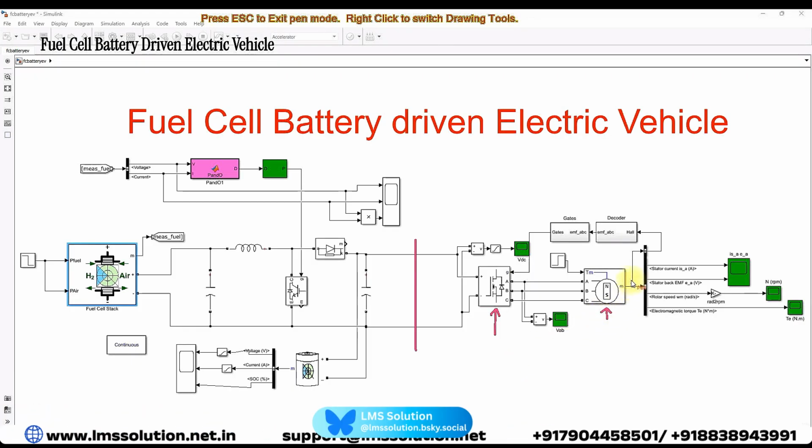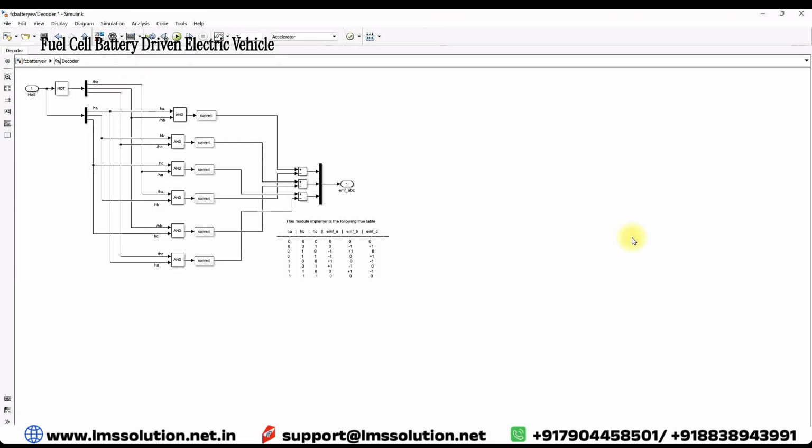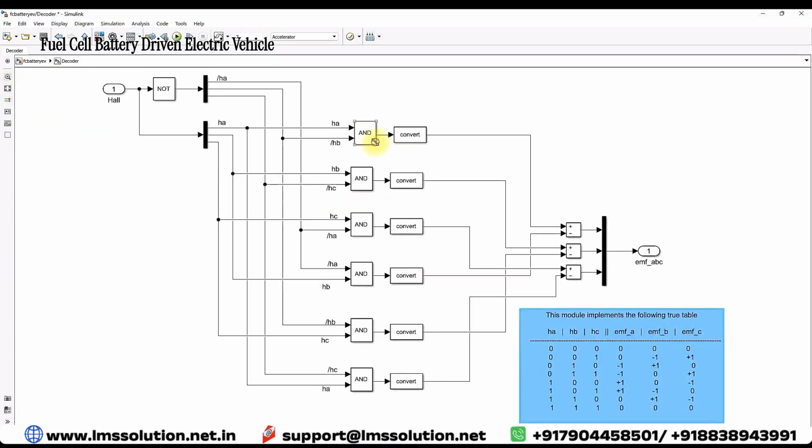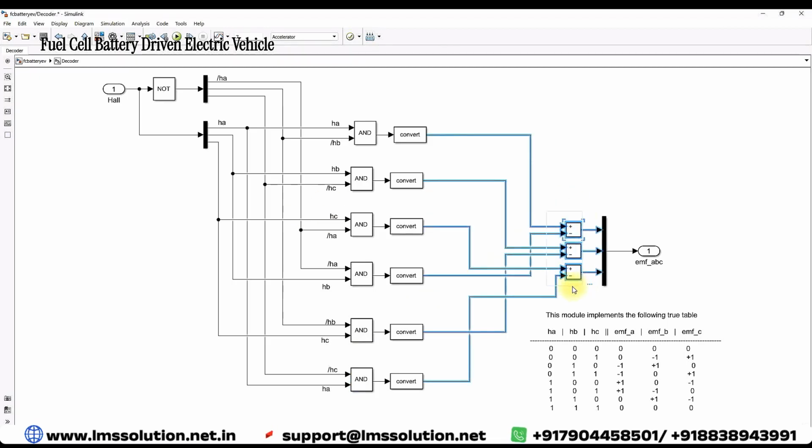For this BLDC motor, we measure the Hall sensor output. The Hall sensor signals are converted into back EMF based upon this control logic. Here we have a table for the Hall sensor and a truth table for the back EMF. The Hall sensor signals are converted to back EMF based upon this AND logic. You apply the AND logic, and then finally use some logic for generating the back EMF.